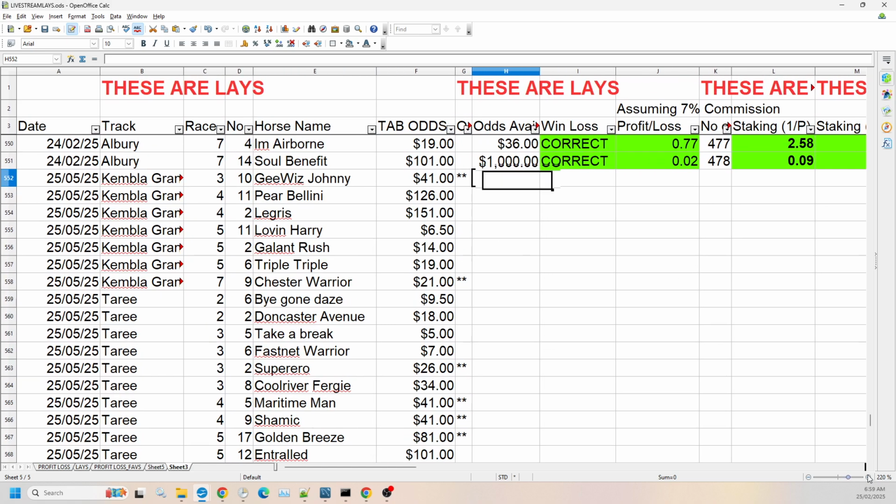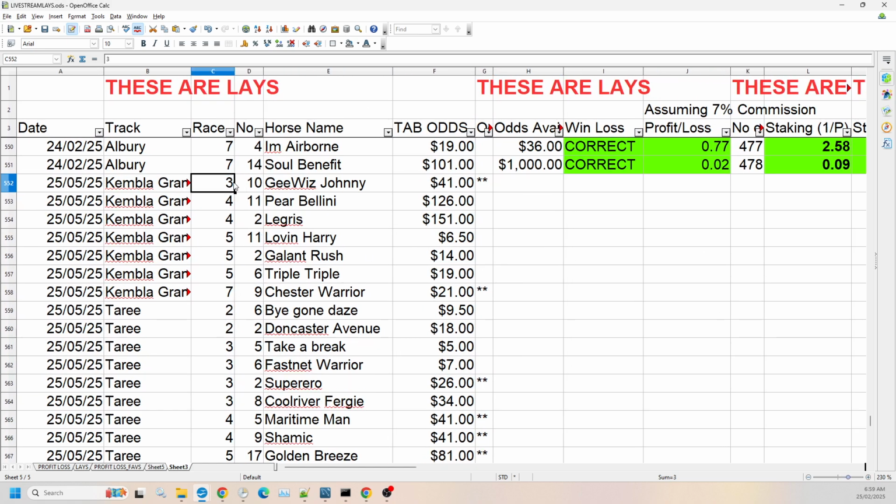Okay, so starting with Kembla Grange. I'll look at the starred ones and anything that stands out. Otherwise, you can pause the video and have a look at the selections. So race 3, number 10, Gee Whiz Johnny, I've given that the stars. It's a $41 chance. I've also given race 7, number 9, Chester Warrior, the stars as well to lay, and it is a $21 chance.